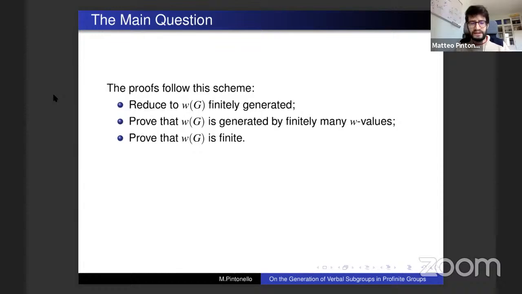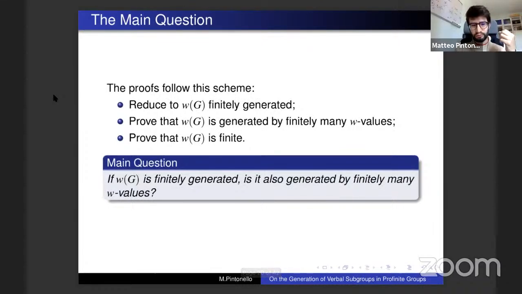The last step is, of course, the most difficult one, but problems of conciseness have been studied intensively for more than 50 years. So there is a lot of machinery known in order to pass from the second point to the third one. Instead, the second one was new. And now we get to our main question. Is it true that if a verbal subgroup is finitely generated, then it is also generated by finitely many word values?